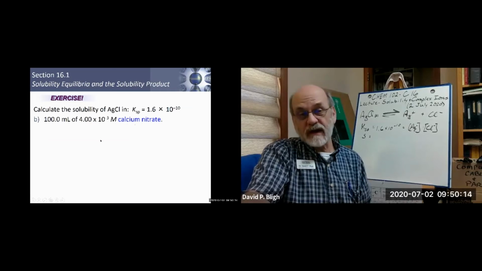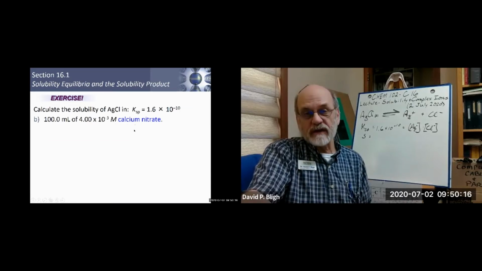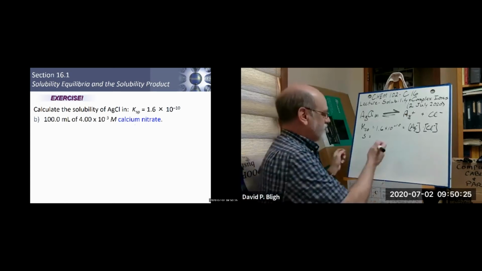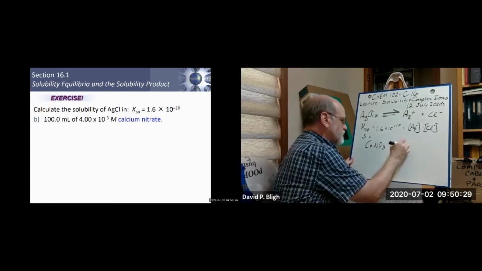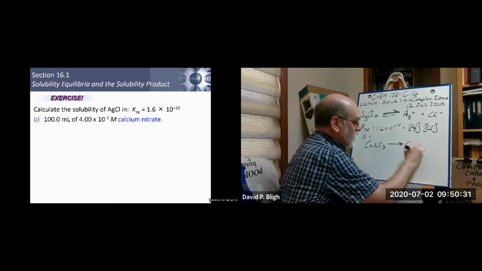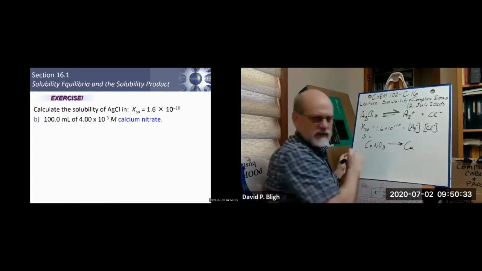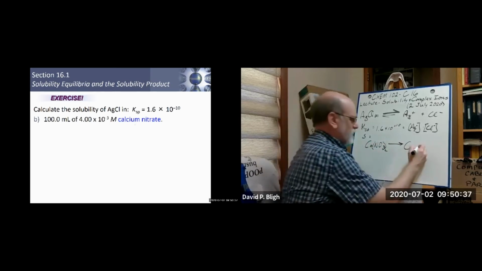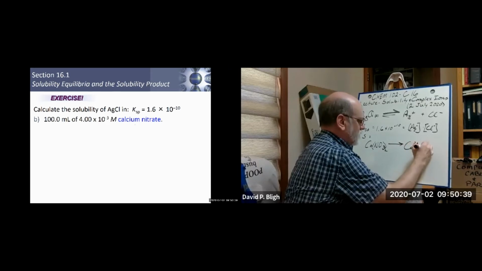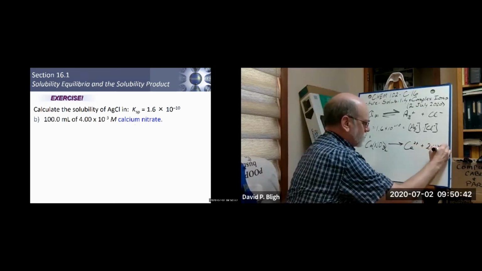What about the solubility of silver chloride in 100 mils of calcium nitrate? All right. So what's happening? Calcium nitrate dissociates. It's completely soluble. Let's see, this should be 2 plus 2 nitrate.